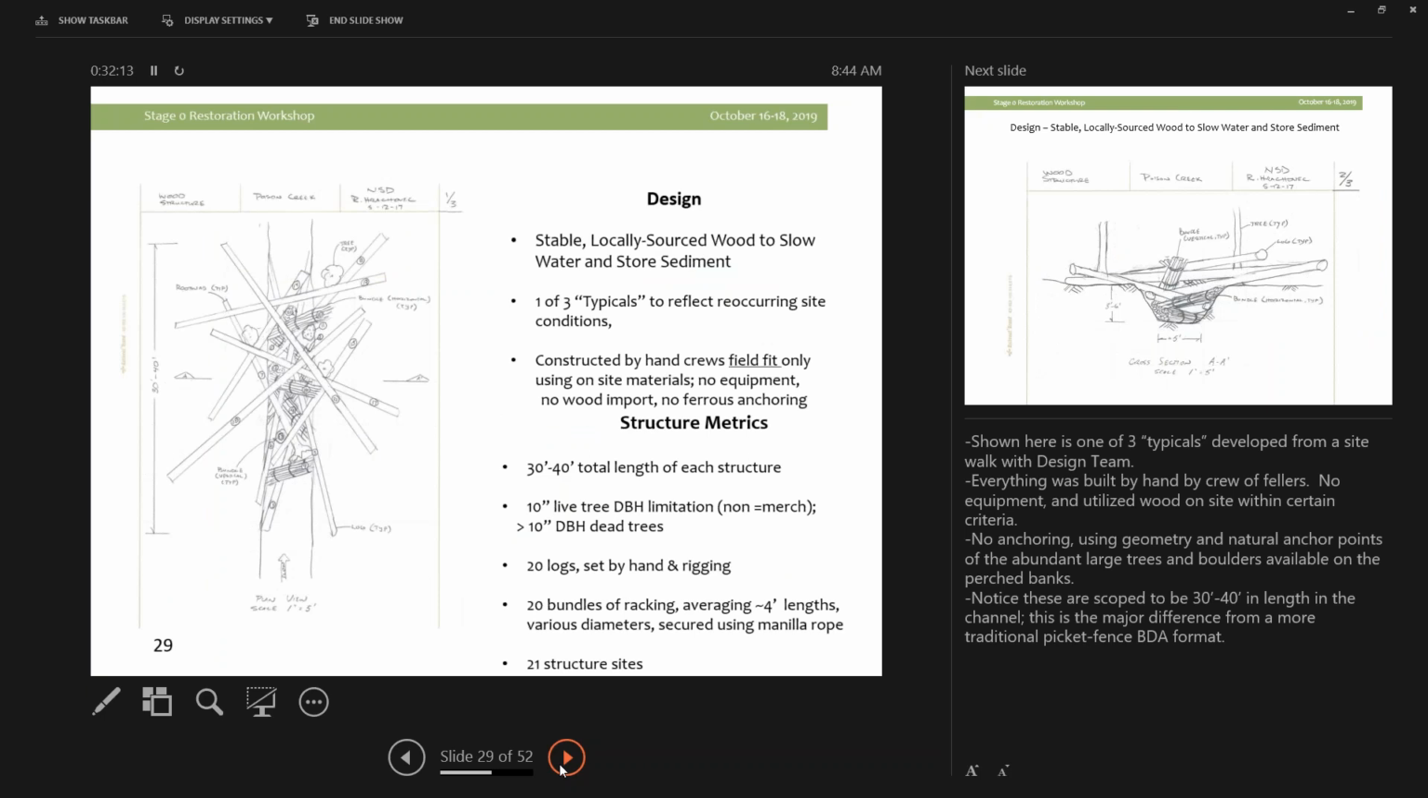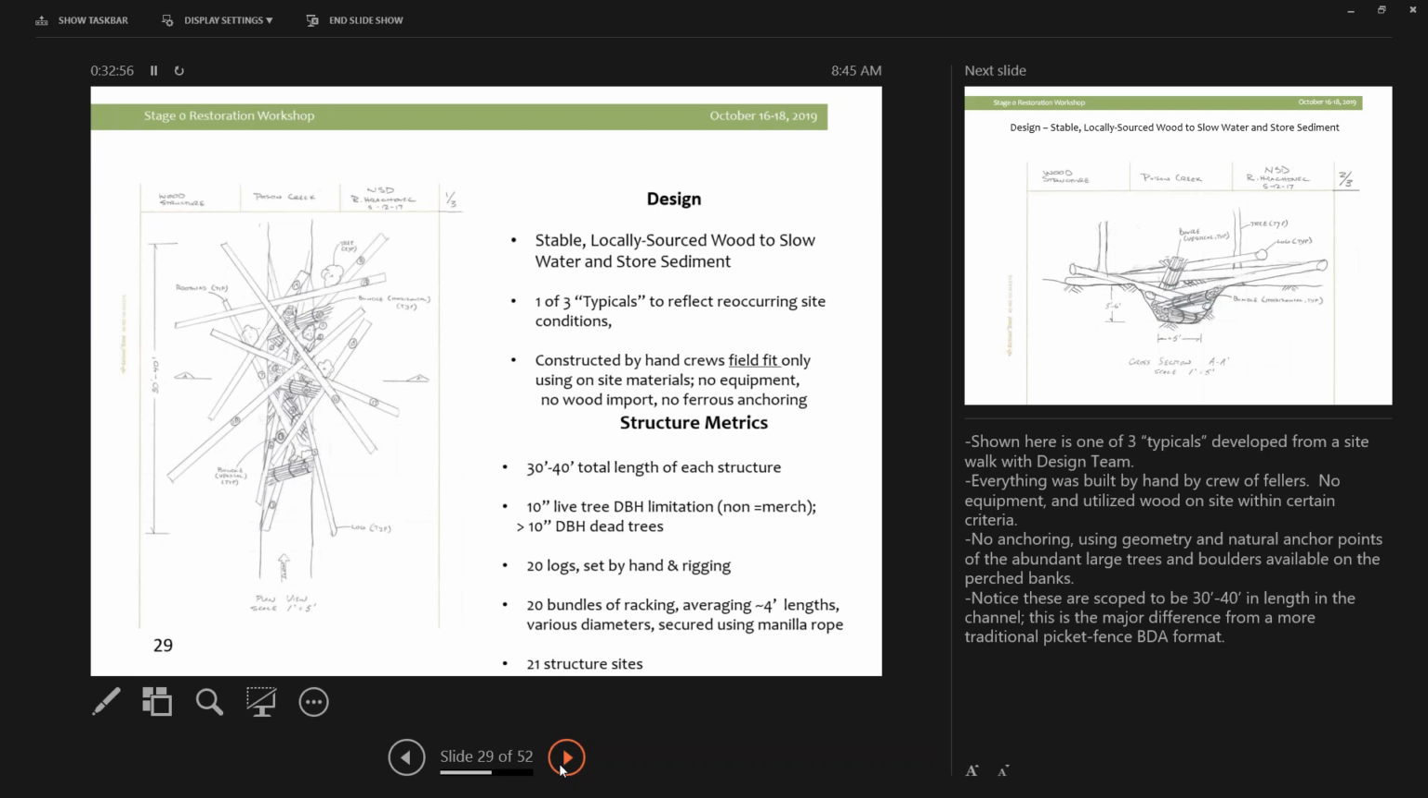So I'll scroll back, but essentially the structure is about 30 to 40 feet in length each. We were limited to 10-inch wide tree DBH, and that was non-merchantable timber for the DNR land that they were letting us use on site. We were able to utilize some trees that were at the specific structures that we wanted to use that were dead standing, that had a larger DBH than 10-inch. So we utilized a couple of those in place. And then each of the structures have about 20 logs set by hand and ballasted in place. And so essentially the design was pretty simple.